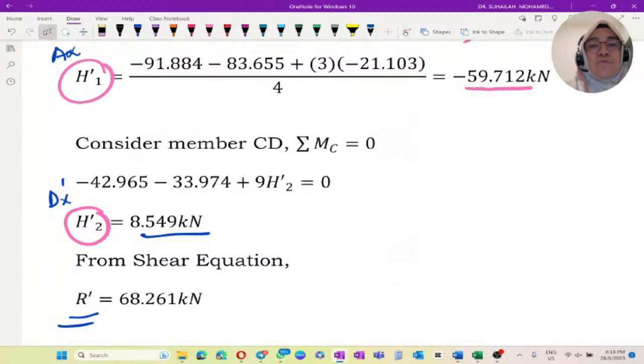For step number 4, the next step to calculate the final end moment, we will continue in the next session. Thank you very much.